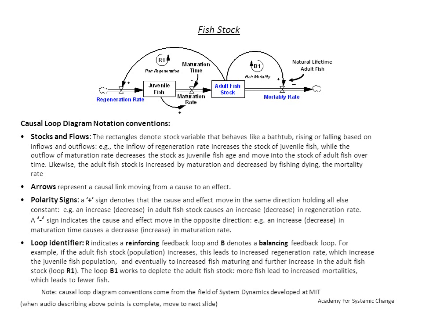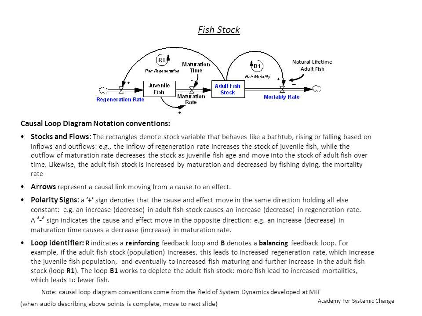Causal links together form loops. And these loops are crucial for understanding the dynamics of any system structure. An R loop indicates a reinforcing feedback process, and the B indicates a balancing feedback process. For example, if the adult fish stock increases, this leads to increased regeneration rate, which increases the juvenile fish population, and eventually, as fish mature, increases the adult fish population.